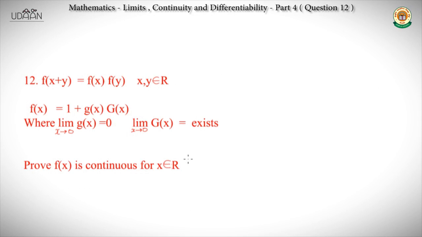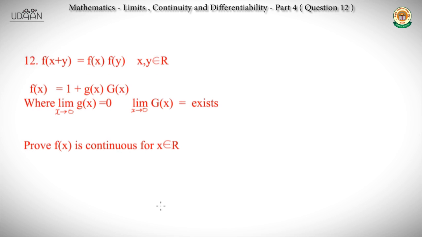So we have the 12th question here, which says f of x plus y is equal to f of x times f of y, where x and y are real numbers. f of x is given to be 1 plus small g of x into capital G of x, where the limit of x tending to 0 of small g of x is equal to 0, and the limit of x tending to 0 of capital G of x exists. Now we have to prove that f of x is continuous for x belongs to R.